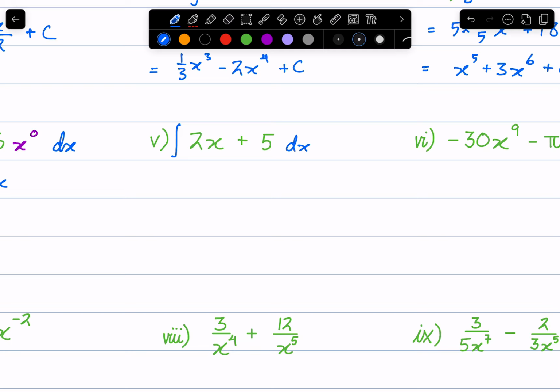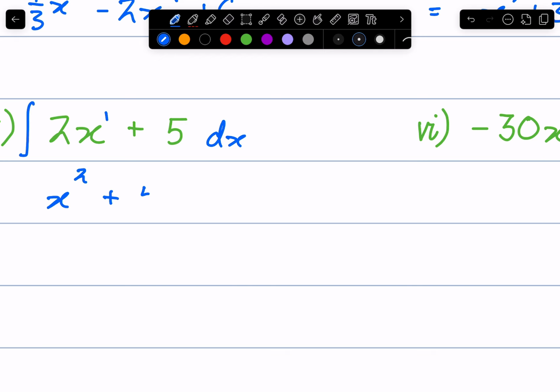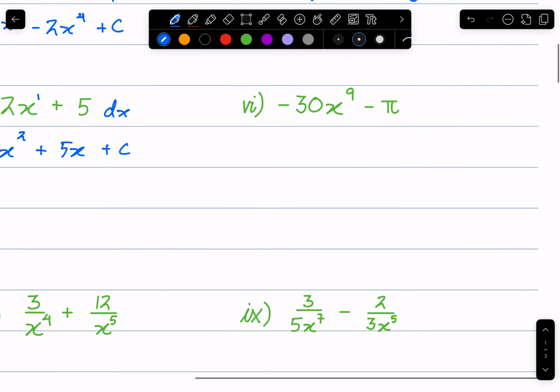Integrating this with x as our variable. Increasing the power by 1, we get x squared. 2 divided by 2, the new power, is just 1, so I'm not writing that in. Plus 5, and remember, you can imagine x to the power of 0, increasing the power by 1, dividing by 1. Well, this just gives us 5x plus c. Did I just forget the previous one? Yes, I did. Don't forget plus c with indefinite integrals.